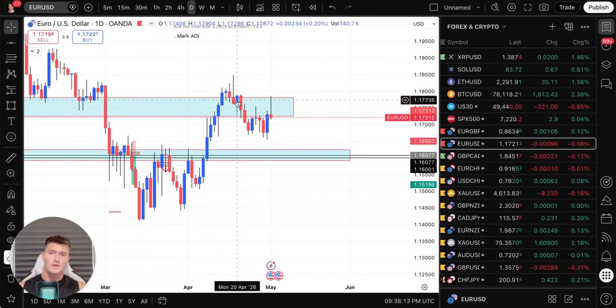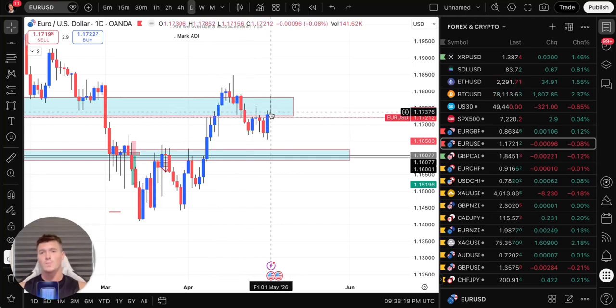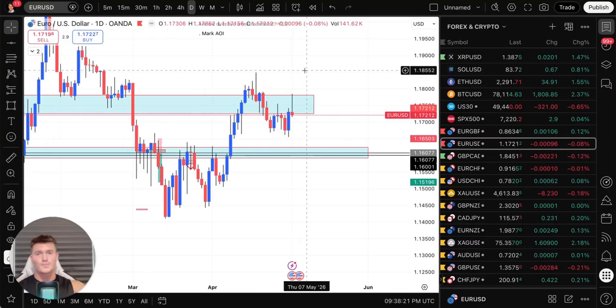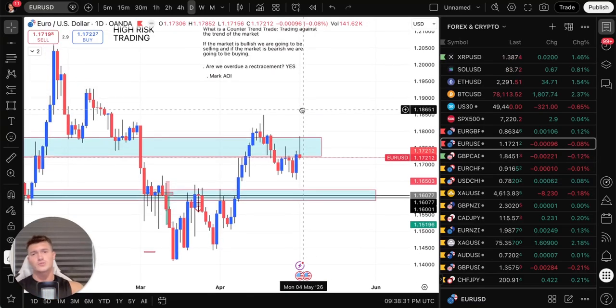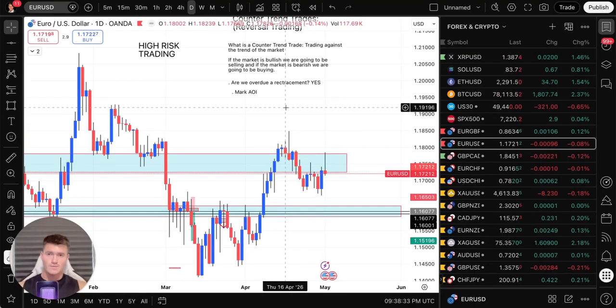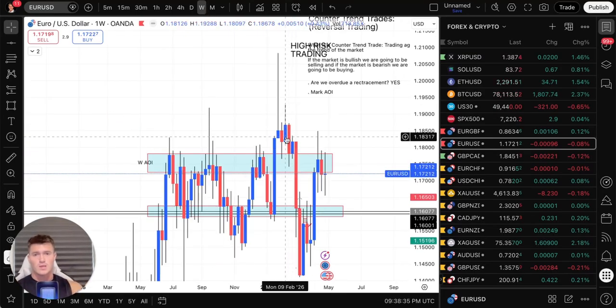As you can see, we're having a reaction at this area. You could count this even as 11. We had this little pullback right here. So I'm seeing 11 touches in the daily time frame at this area. So this area is a very well respected area of interest. And it's also a daily area of interest and also a weekly area of interest.